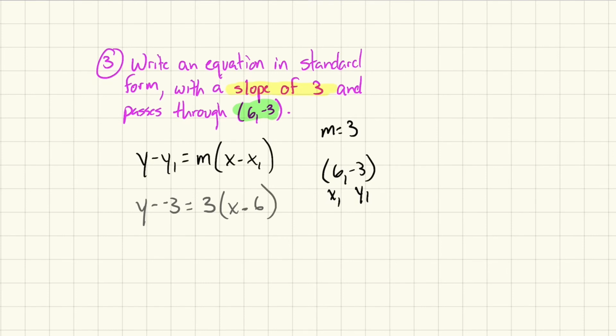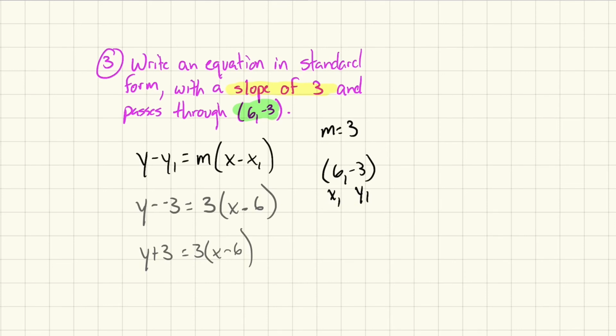Okay? Now we get to do some simplifying. That's going to end up giving me y plus 3 equals 3 times x minus 6. Now, in previous lessons, this is where we've stopped. But since we are having to change the equation back into standard form, I know I have to get x and y on the same side. That means I have to simplify this problem.